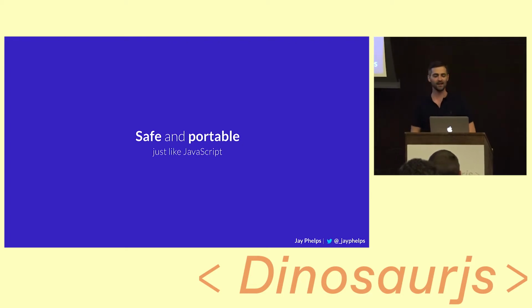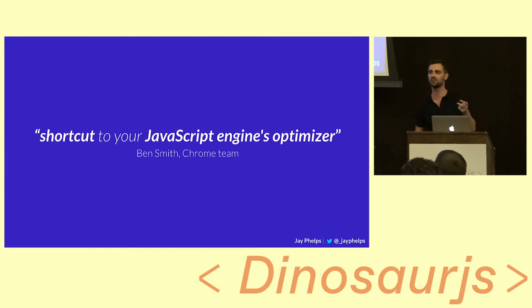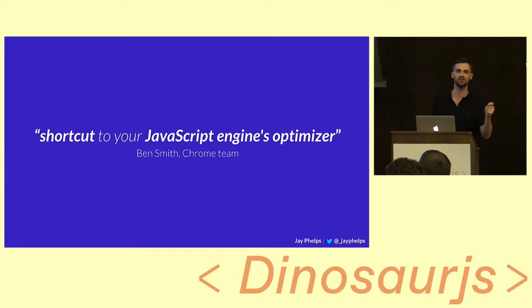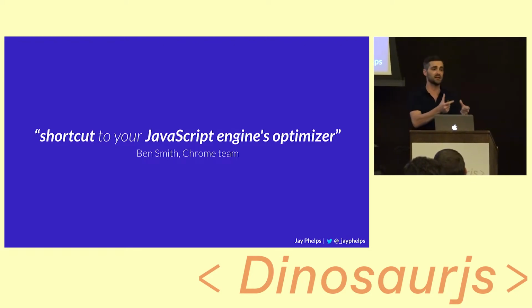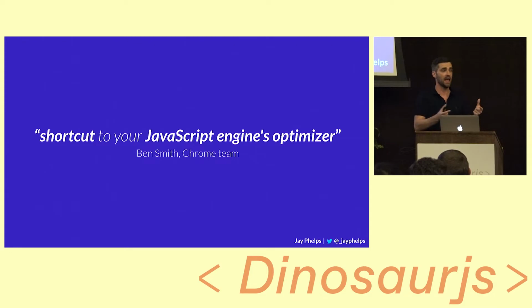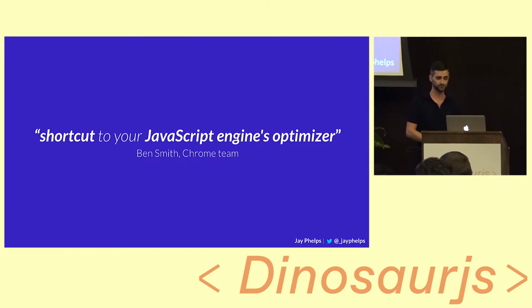But there's a really good quote that kind of touches on how this whole thing works. It's by Ben Smith on the Chrome team. He says that WebAssembly is like the shortcut to your JavaScript engine's optimizer. And that's because WebAssembly was designed with JavaScript in mind, and especially for these browsers to be able to implement this. It actually uses the same underlying virtual machine that these modern JavaScript VMs do. It reuses that exact same thing.